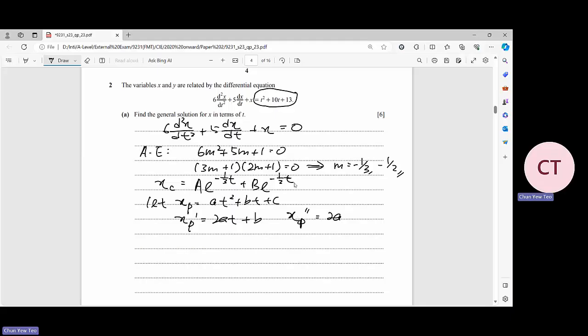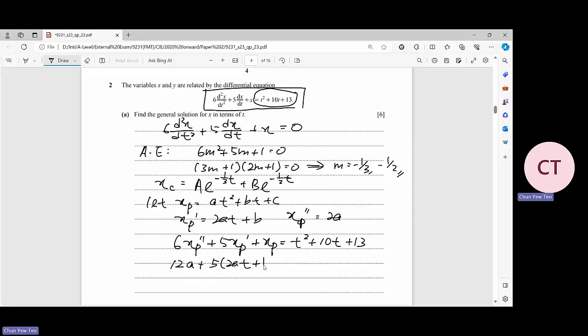Then just replace this inside these whole equations. That means you will get 6xp double prime plus 5xp prime plus xp is equal to t squared plus 10t plus 13. So you have 6 times 2a, you get 12a, plus 5 multiplied by 2at plus b, plus at squared plus pt plus c equals t squared plus 10t plus 13.